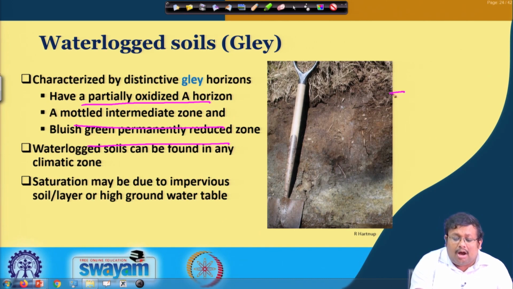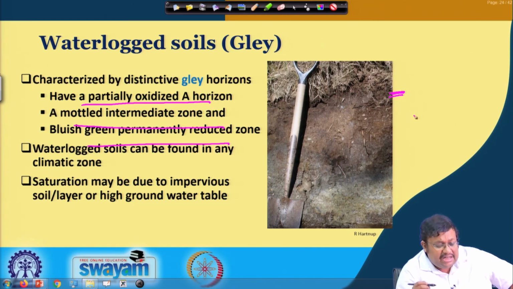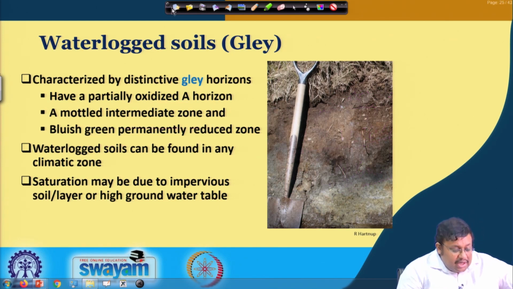At the top you will see a partially oxidized A horizon, then you will see a kind of mottled intermediate zone, and then you will see the bluish green permanently reduced zone. So, this is how the color difference will be clearly visible when we see waterlogged soils or gley soils. The feature is known as the glaying of the soil.